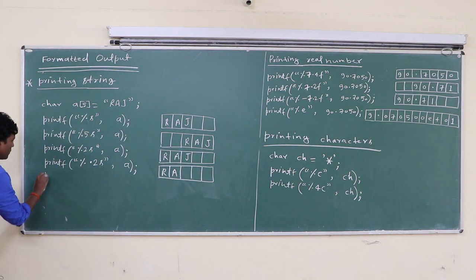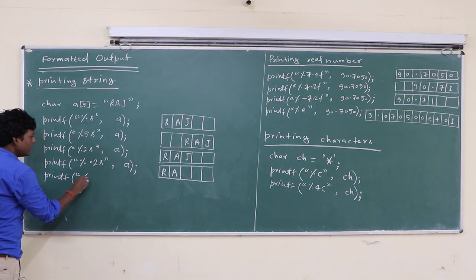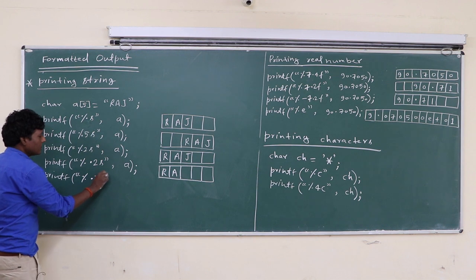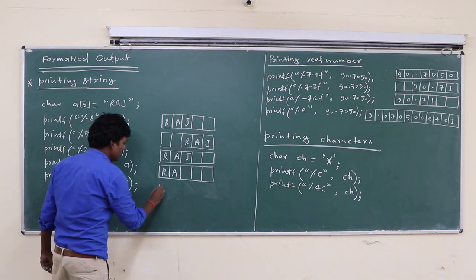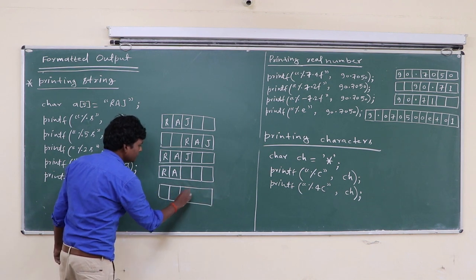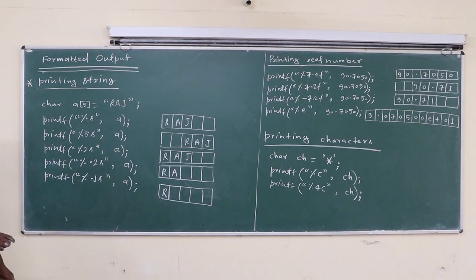Okay. Now suppose printf %.1s with a as a string here, and in this case there will be only R. Okay, in this case only R.